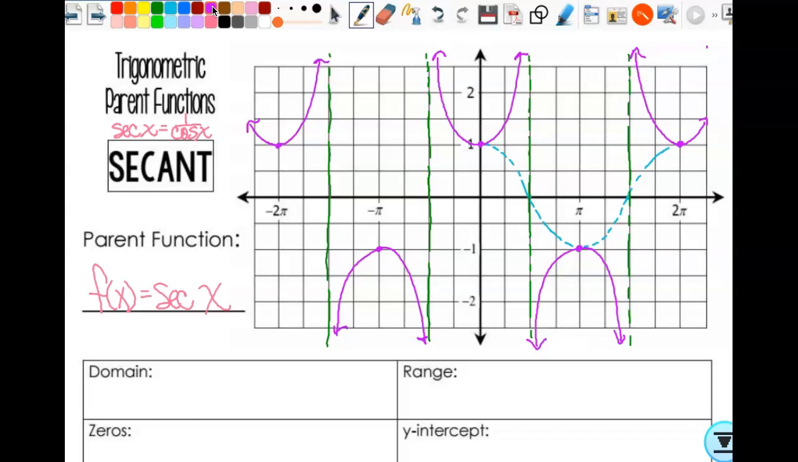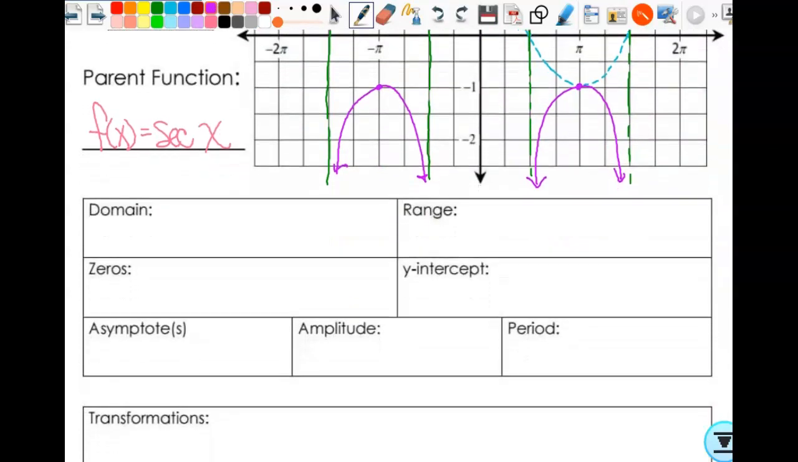All right. So my domain. Again, it's everything but the asymptotes. The asymptotes still happen every pi. They're just shifted over. It doesn't start at 0. It starts at pi halves. So I have to say that the domain is the set of all x's such that x cannot equal n times pi plus pi halves, where n is an element of the integers.